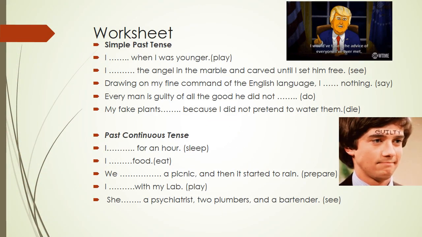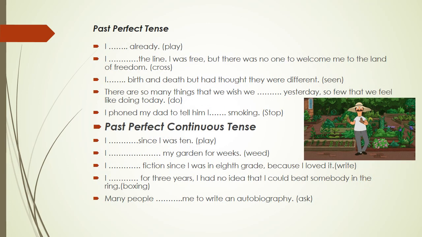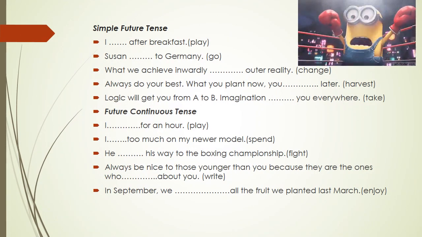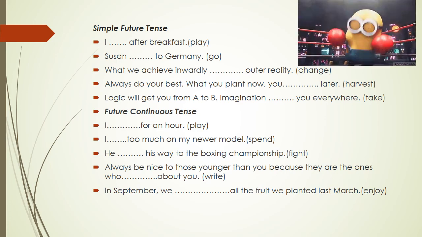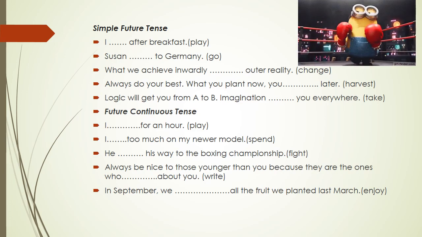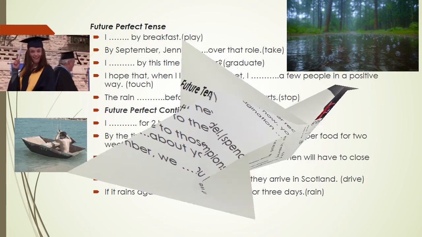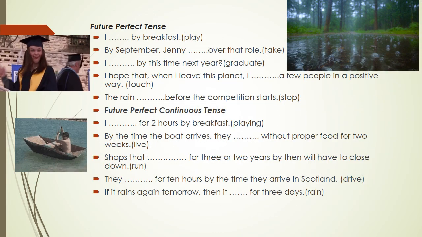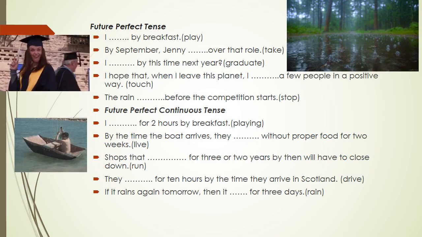Now, children, your worksheet: simple past tense, you have 5 sentences. Then for past continuous tense, again you will be doing 5 sentences. Then you have your past perfect tense, then your past perfect continuous tense, the exercise that you are going to do. Then you have your simple future tense and future continuous tense, the sentences that you're going to do, children. Okay? So the last is future perfect tense and the future perfect continuous tense.